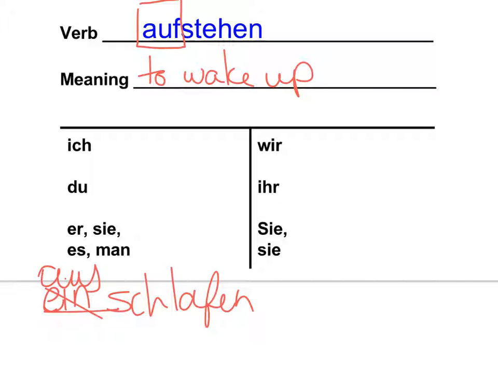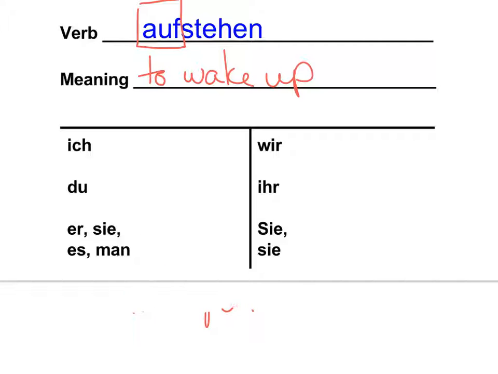Ausschlafen is to sleep in. And verschlafen is to oversleep. All simply based on that little beginning, which is kind of nice. But then the verb always conjugates the same anyway, so once you learn how to do some of these, they just kind of stick, and you can keep adapting them to what you need.